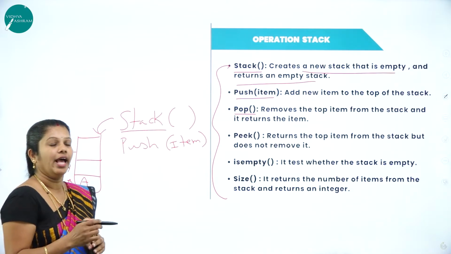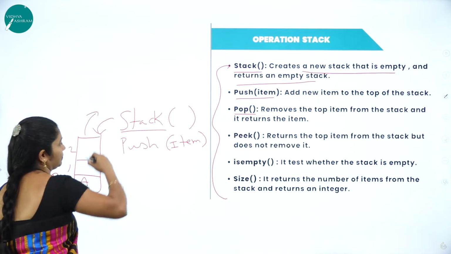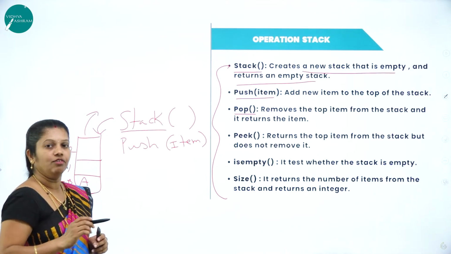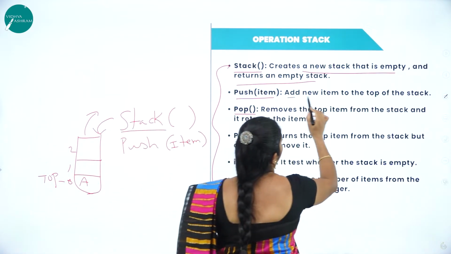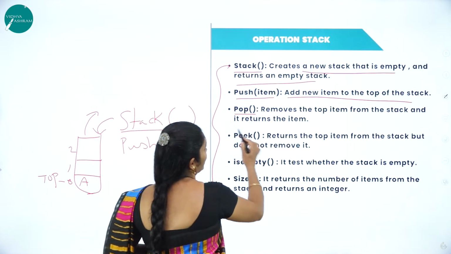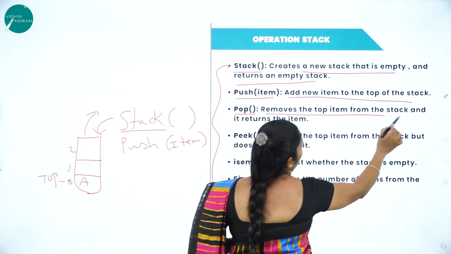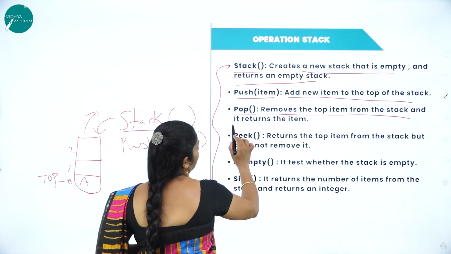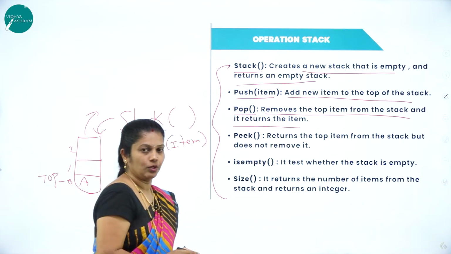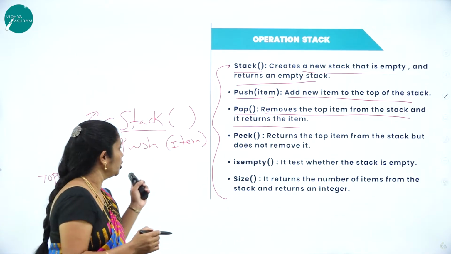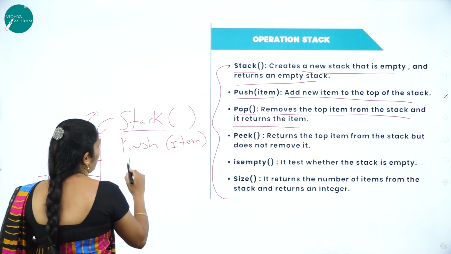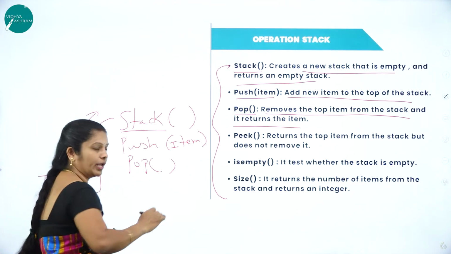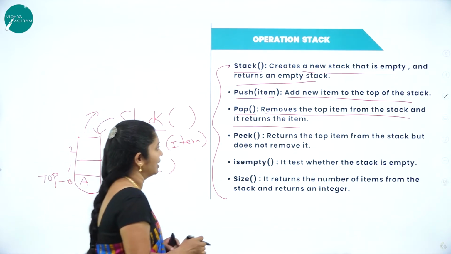Next, we have the pop function. The pop function helps to remove an item from the top of the stack. See here, whereas the push function adds a new item to the top of the stack, the pop function removes the top item from the stack and returns the item. Whichever item we removed, it will also inform you. Push is nothing but inserting. Pop function is nothing but removing an item from the top of the stack.